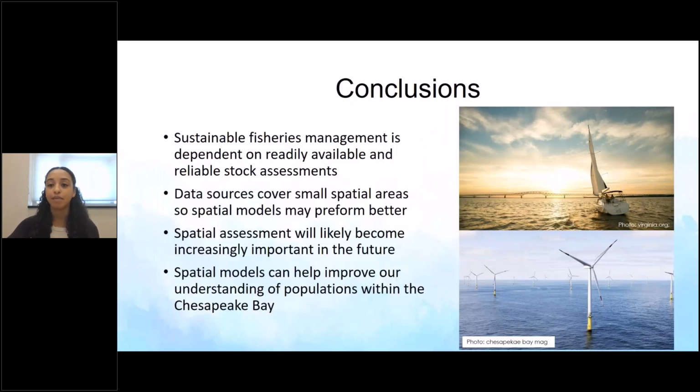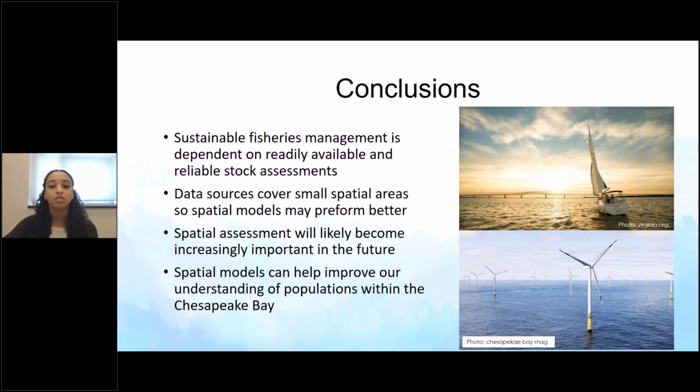And just to wrap up the main ideas of this project and leave you all with some general conclusions: sustainable management is often dependent on readily available and reliable stock assessments, and studies have shown how spatial models have the potential to reduce bias in abundance estimates, because almost all stocks experience some sort of spatial patterning. Most of the data that we actually utilize for stock assessments or population models cover smaller spatial regions, and so they might not be as informative if you try to apply them for the entire range or stock. And so spatial models might be more reasonable to better match the scales that we have data for.